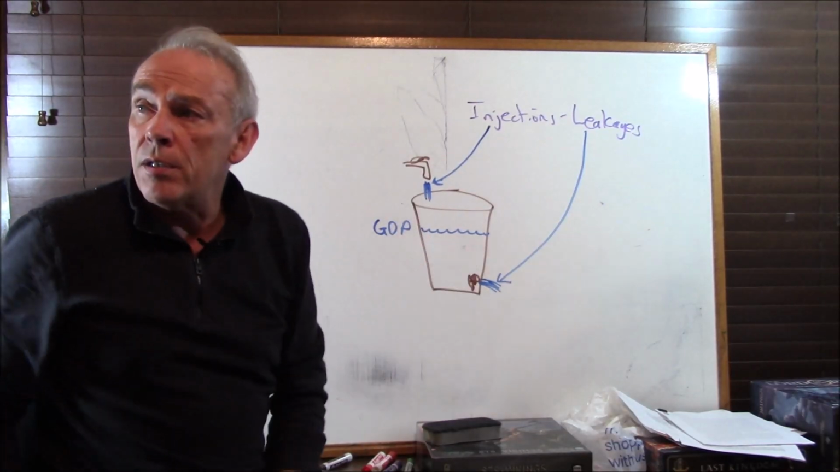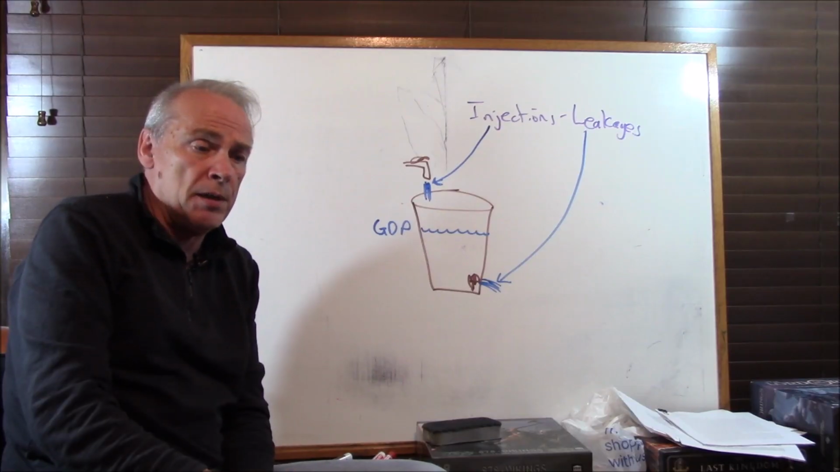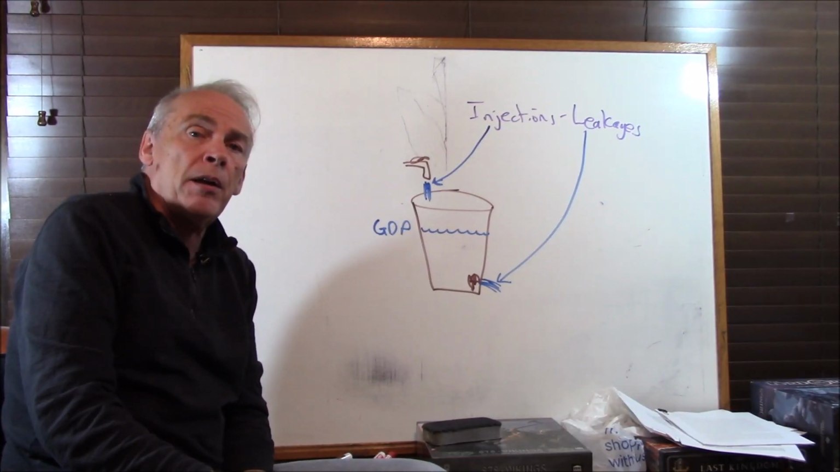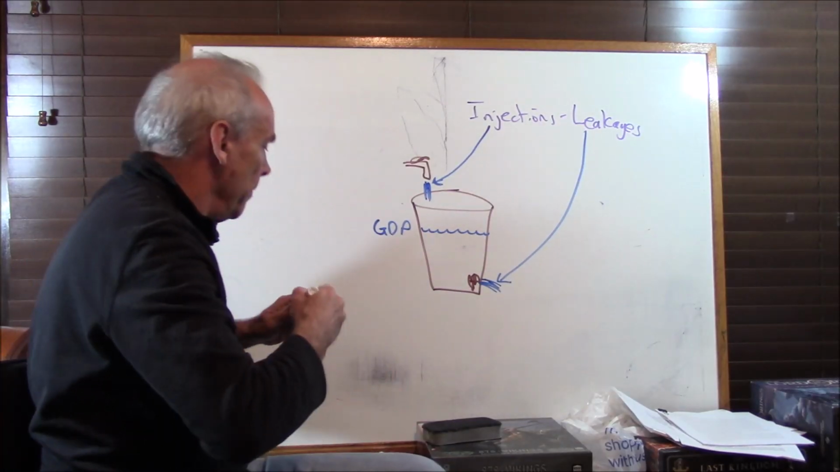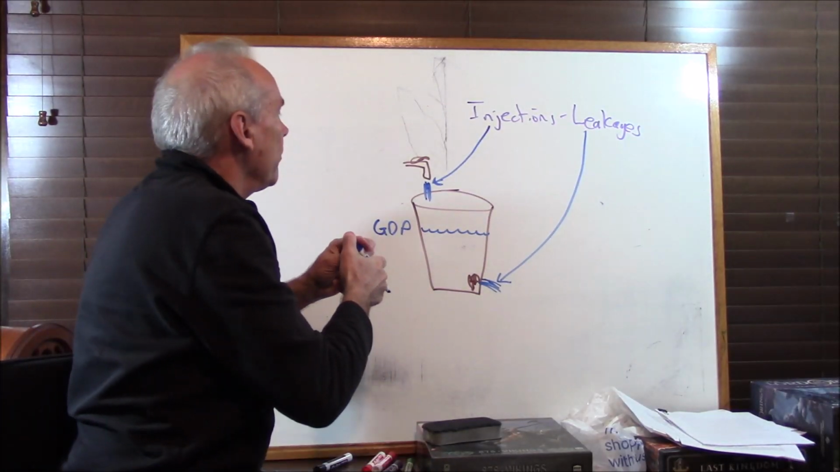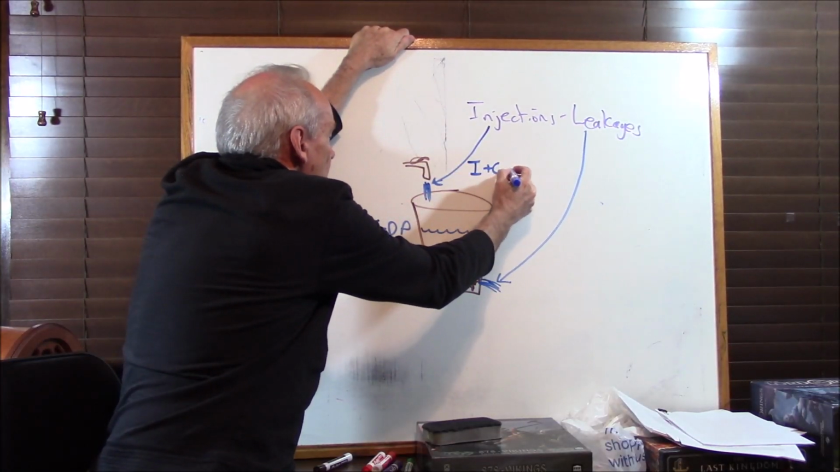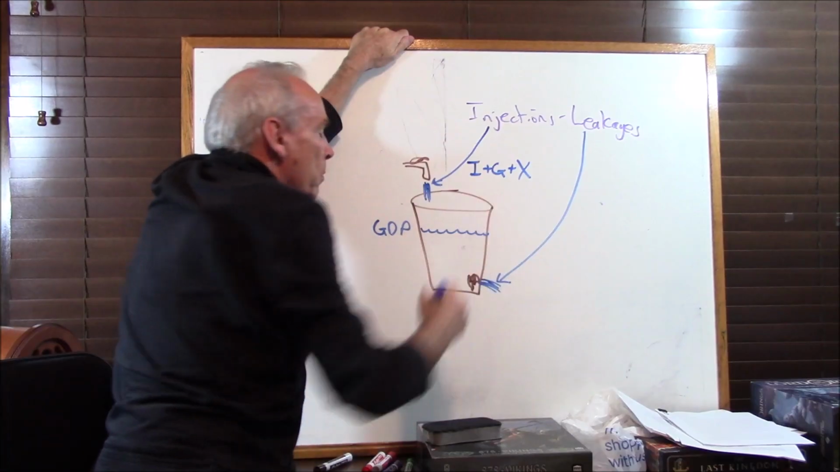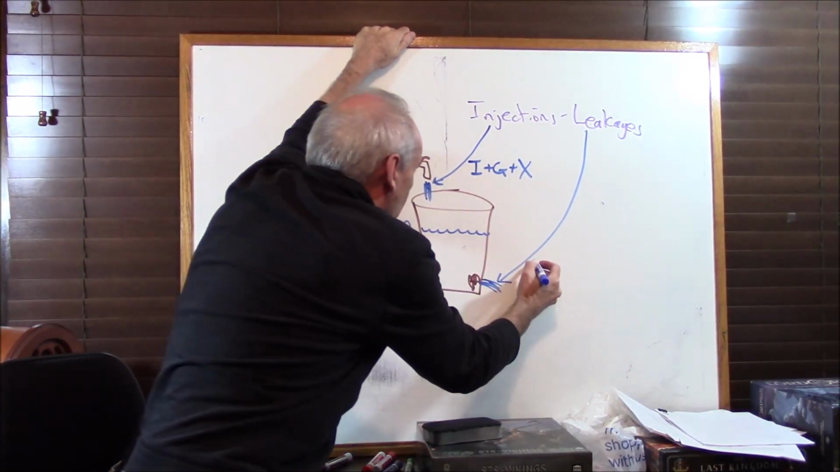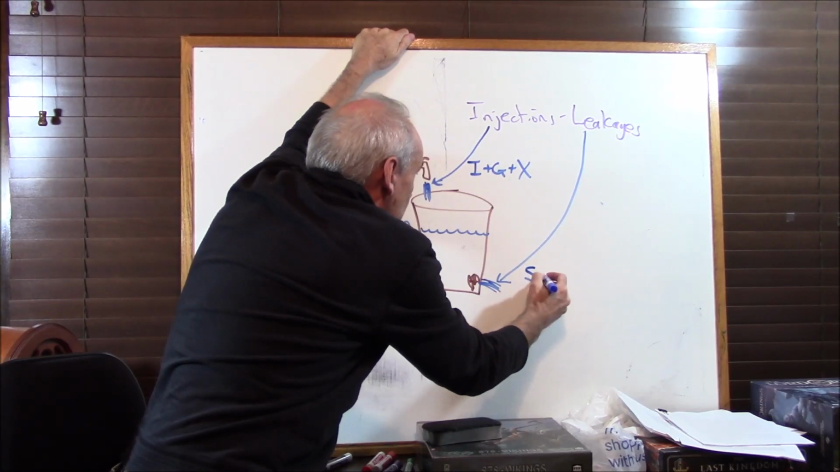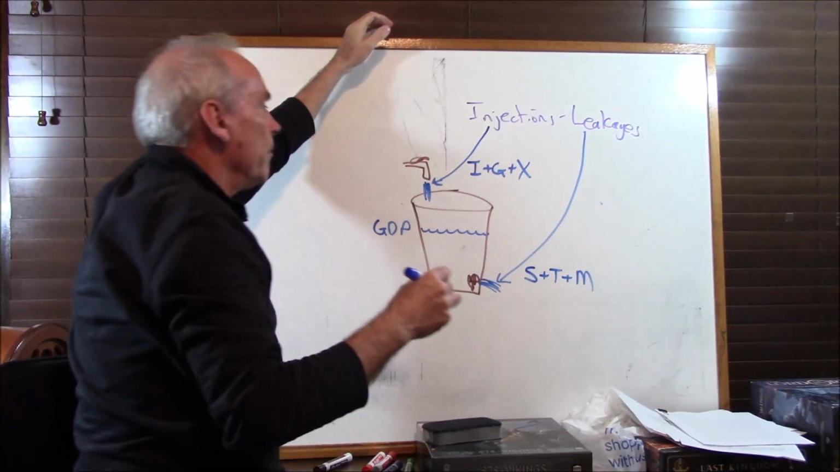The injections are continually adding to GDP, and I'll go over what those are here in just a second. And the leakages are continually subtracting from GDP. Well, heck, I'll tell you right now. The injections are investment, government spending, and exports. I'll explain all this in more detail in a minute, but let me give you sort of an overview right now. The leakages are savings and taxes and imports.